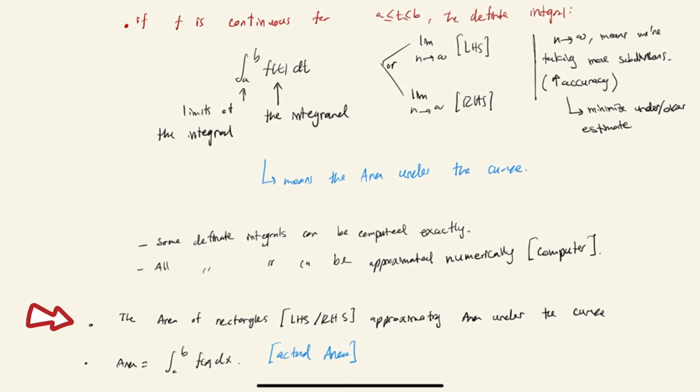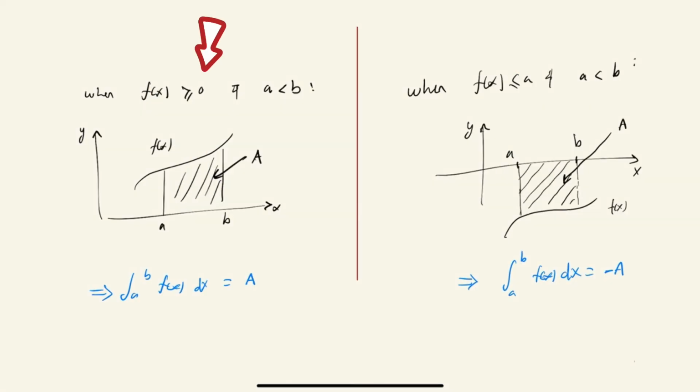Remember, when we are doing left hand sum or right hand sum, we are estimating the area under the curve, whereas the definite integral is the area under the curve. So here, on the left side, we have the function f of x positive, and a is less than b, and this can be represented by this graph. So notice we have this function of x and the interval a to b, and the area under the curve can be represented by capital A. So now when we take the definite integral from a to b of the function of x, it's just the area. This is just the definition.